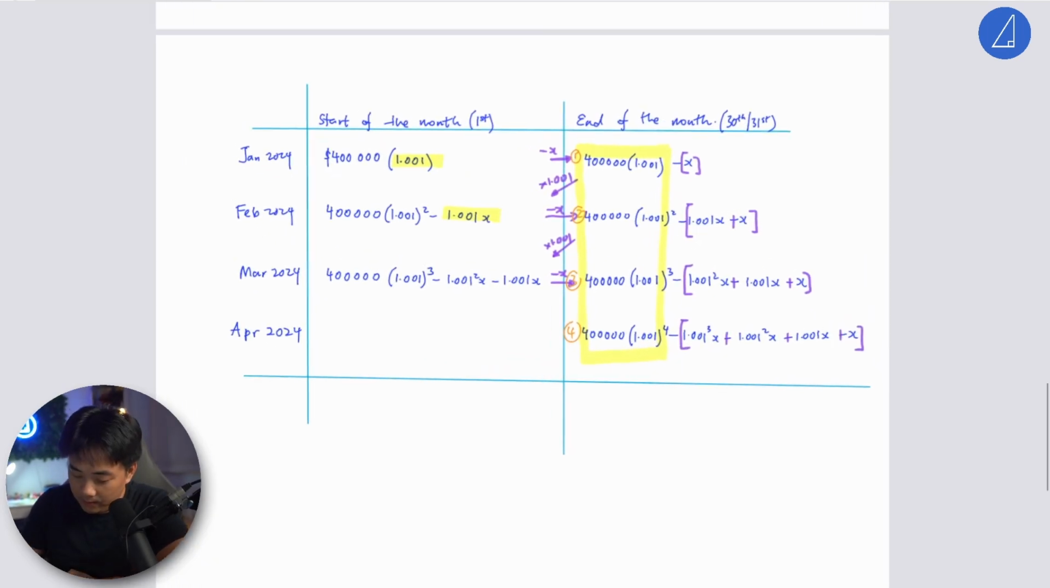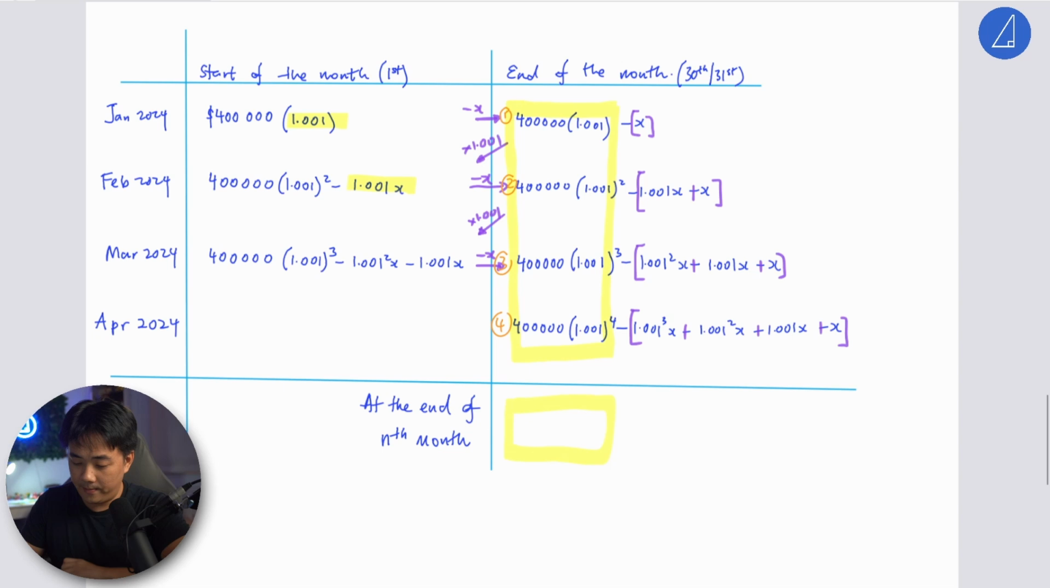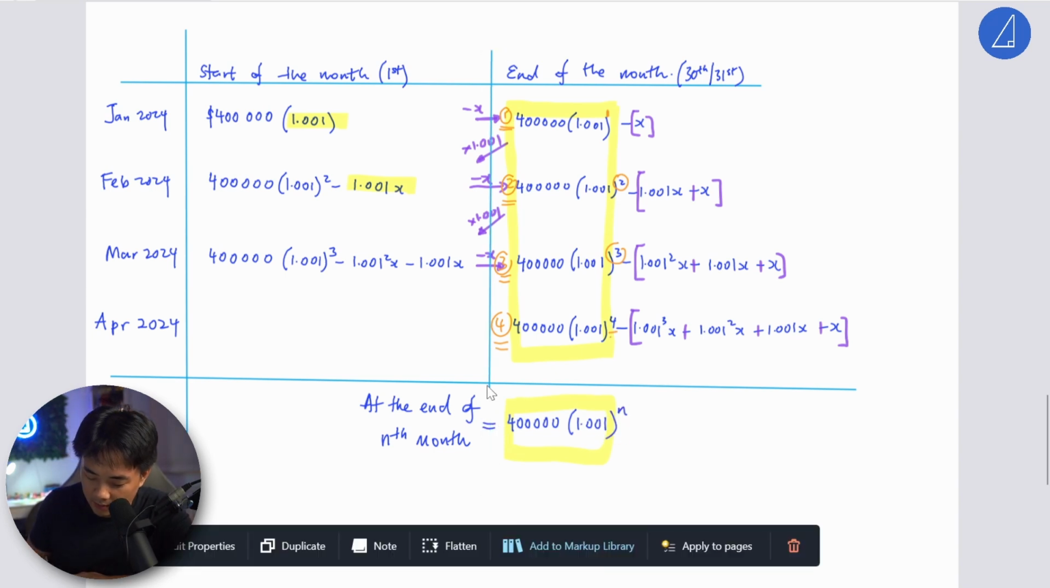Now look carefully at the end of n months, at this pattern here. When this is 1, this is power 1. When this is 2, this is power 2. This is 3, this is power 3. This is 4, this is power 4. So obviously when it's n, it will be 400,000 times 1.001 to the power of n at the end of n months, because you want the end of n months, right?